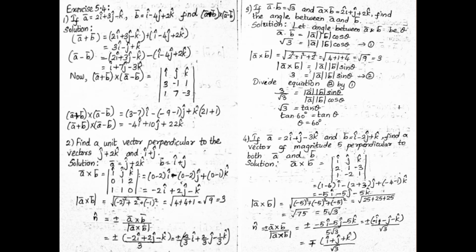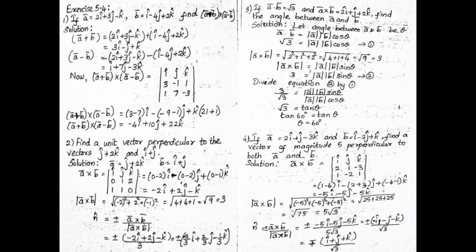Second problem: find a unit vector perpendicular to the vectors j plus 2k and i plus j. See, here two vectors are given. We have to find the unit vector perpendicular to both of these. Okay, so let's see the solution.